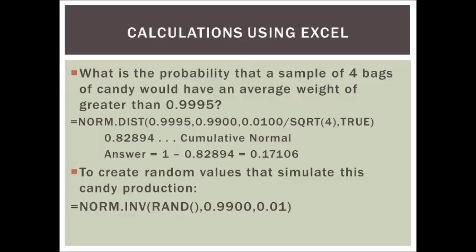You can also create a random distribution that would simulate candy production. The formula there at the bottom would simulate it. Every time you calculated that formula, it would give you a different number, which would be like creating a new bag of candy, and you could see what that bag of candy is. So you could actually run a simulation of this.